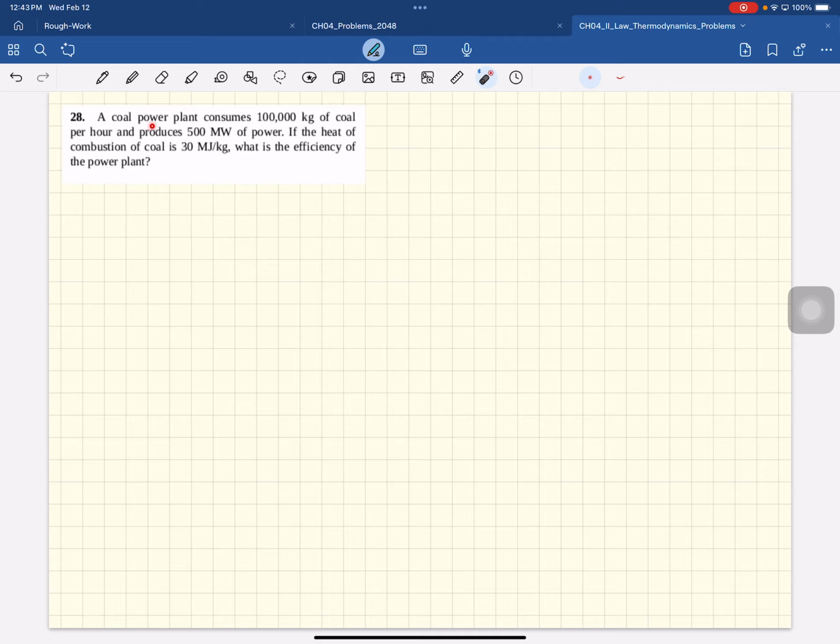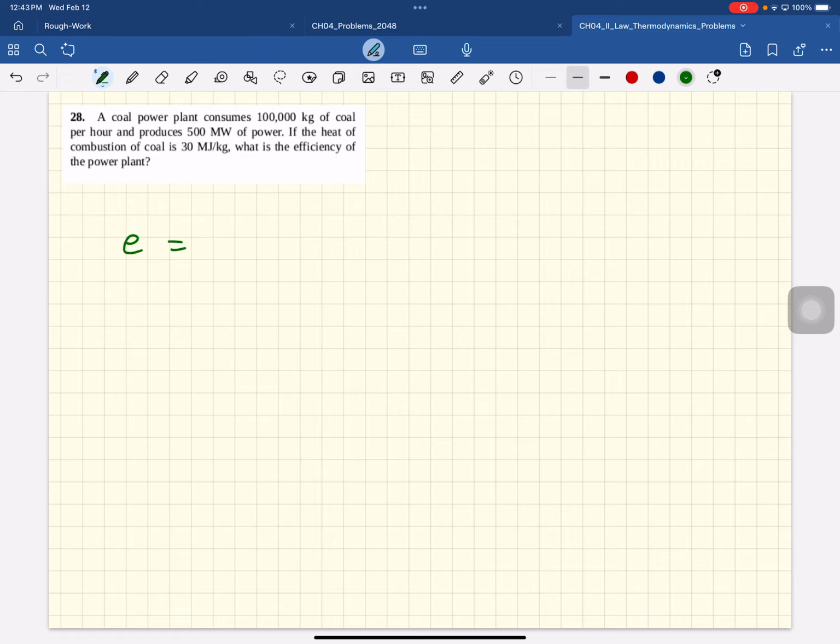So, a coal power plant consumes 100,000 kg of coal per hour and produces 500 megawatts of power. If the heat of combustion of coal is 30 megajoules per kg, that is, if you burn 1 kg of coal entirely, you get 30 megajoules of heat. To burn coal entirely, they powder it and so on, to make sure all of it burns. What is the efficiency of the power plant?